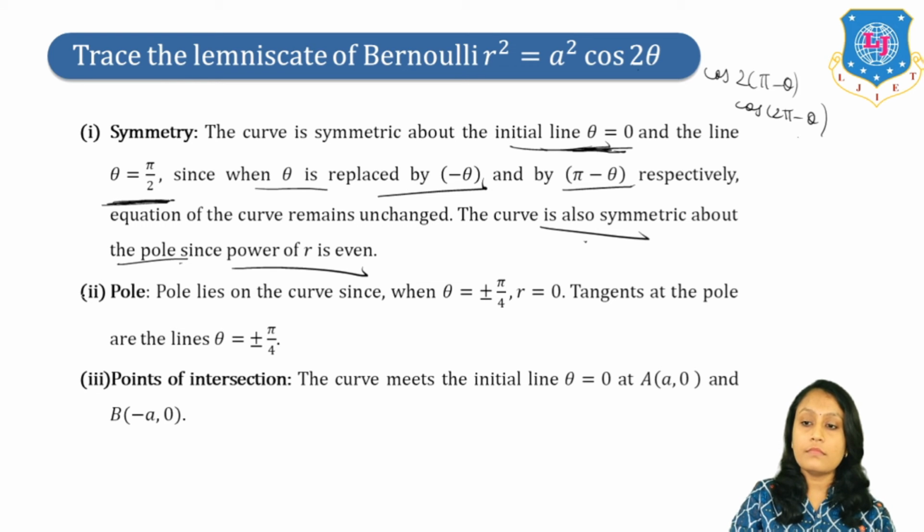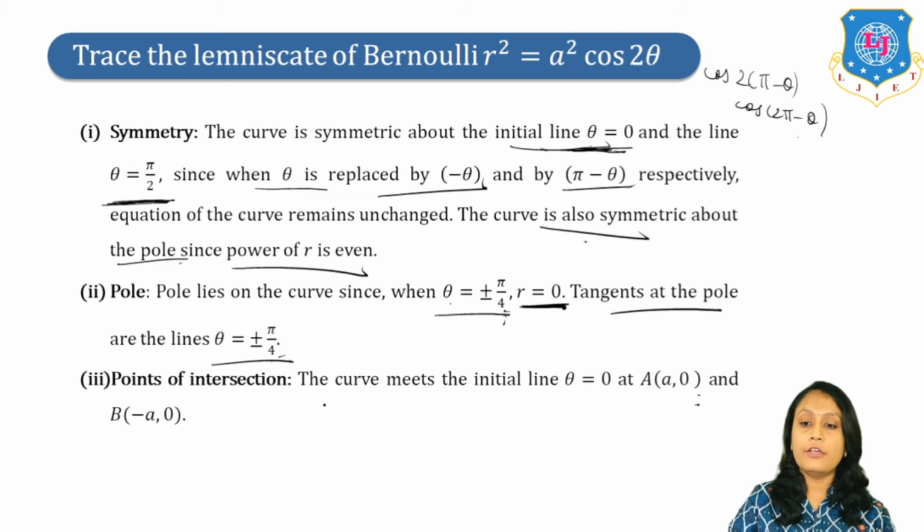Now the next point is the pole. The pole lies on the curve because when theta is equal to plus or minus pi by 4, we get r as 0. To find this theta, substitute r equal to 0. So you will get cos 2 theta equal to 0, and from this theta is plus or minus pi by 4. So when theta is plus or minus pi by 4, r is 0. These are the tangents at the pole.